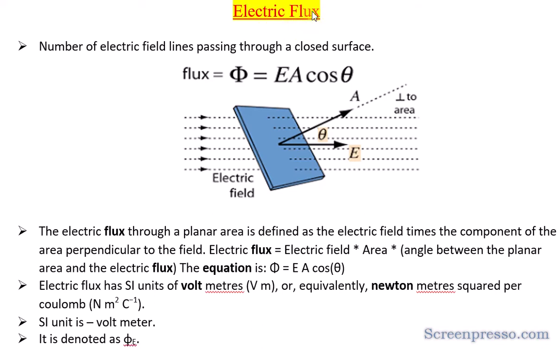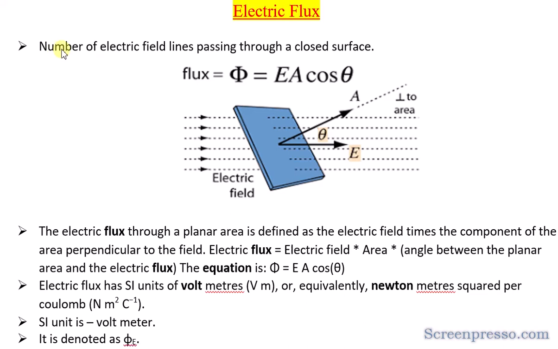As I already told you, what is flux? Flux is nothing but the flow, or the number of imaginary field lines passing through a surface area. This is the meaning of flux. Now we are trying to understand electric flux. So what is electric flux? It is definitely a type of flux.